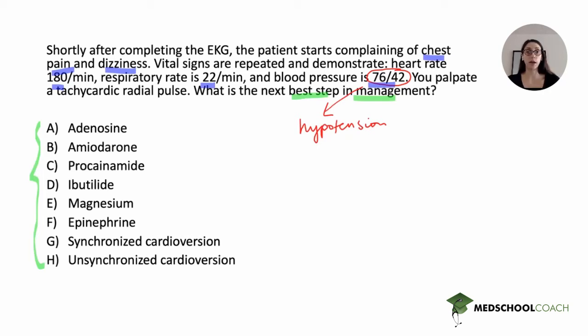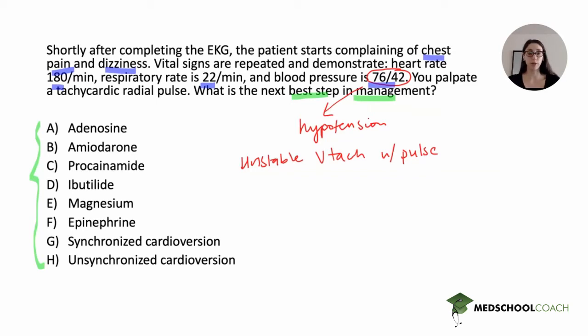So they tell you, you palpate a tachycardic radial pulse. So in this situation, we are in unstable VTach with a pulse. And so this takes us down a very specific algorithm in our ACLS algorithms. And you may remember the treatment for this. If not, take a moment and try to remember on your own.